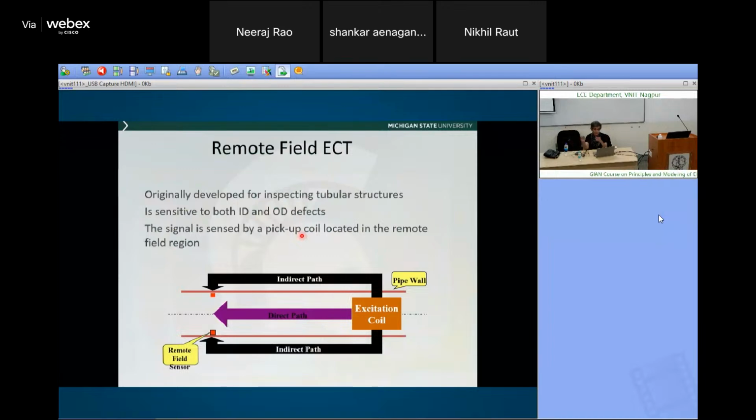But yeah, that's all. The remote field is just that. Basically, the reason they put the pickup sensor far away is that I can then get information about OD defects. OD is outer diameter. ID is inner diameter.